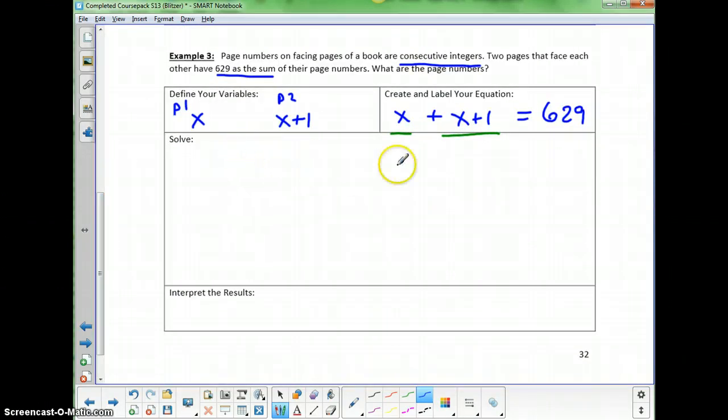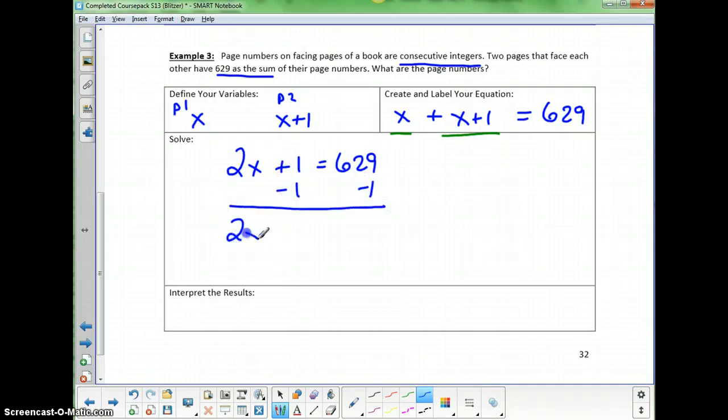So to solve it, let's go ahead and add up our like terms. x plus x is 2x plus 1 equals 629. Then to solve for x, we're going to start by subtracting 1 from both sides. 2x equals 628. Opposite of multiply by 2 would be to divide both sides by 2.